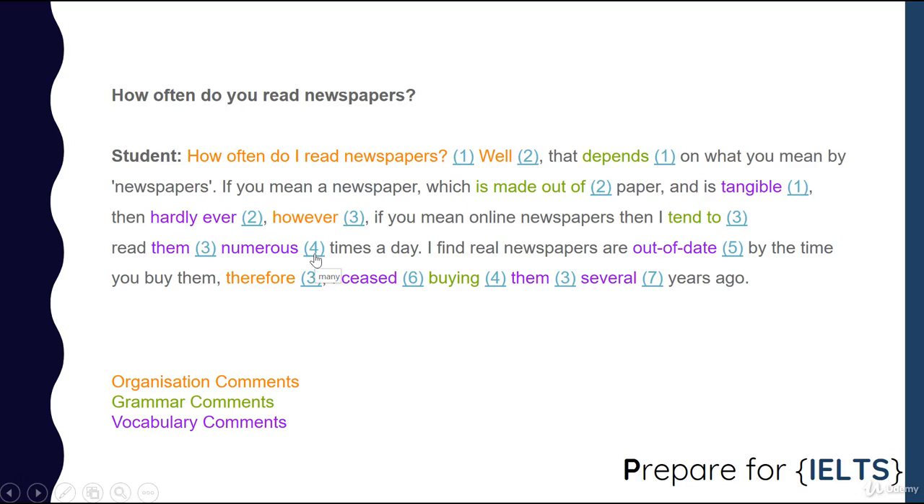Numerous. This sounds more complex than saying many. Out of date means it's old, it's no longer relevant. This is quite a formal word, but I'm using it here to impress the IELTS examiner. Ceased, meaning stopped. And when we use it with a verb, it must be the ing form of the verb. I ceased buying. And several means a few.